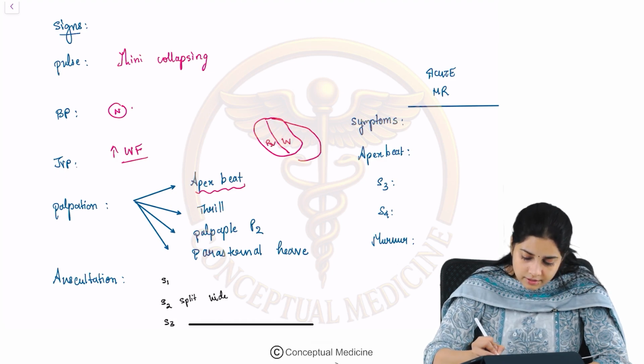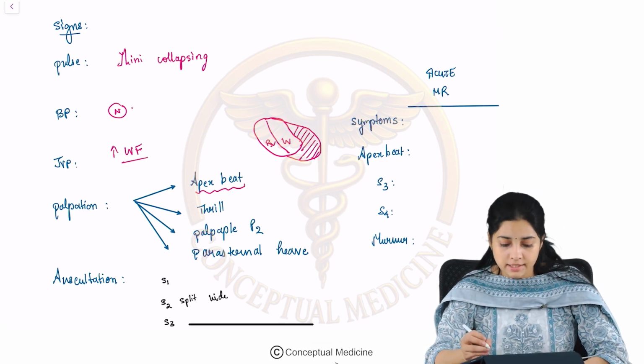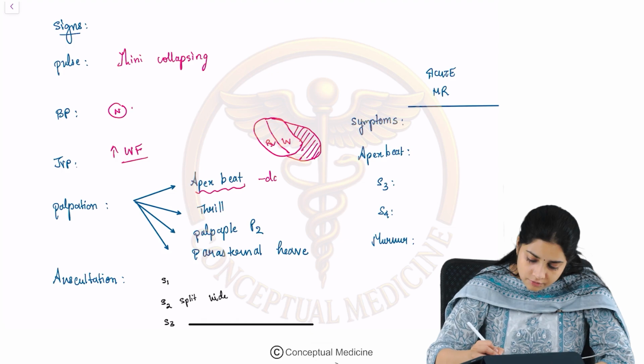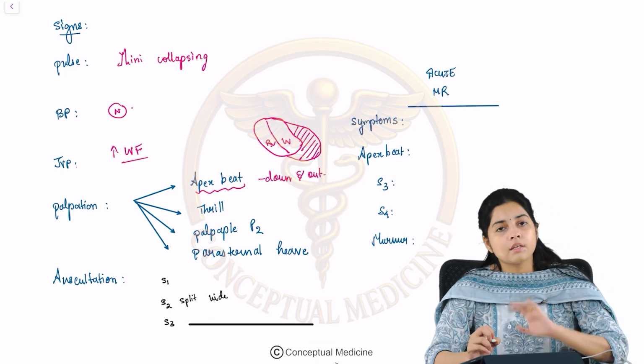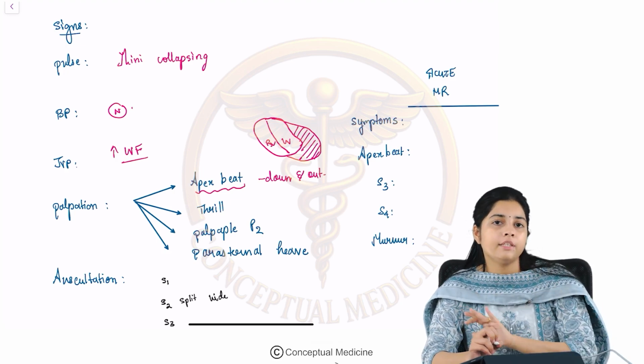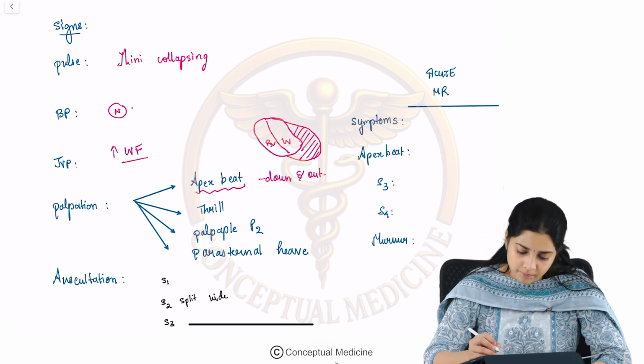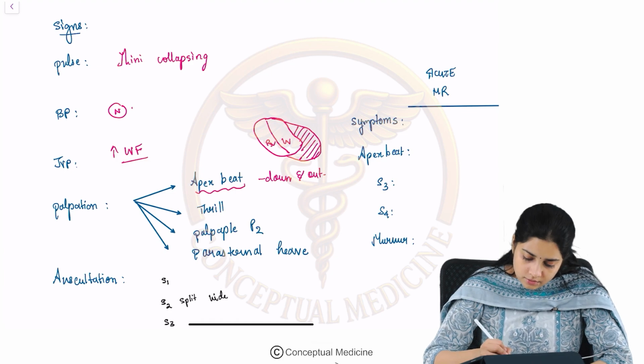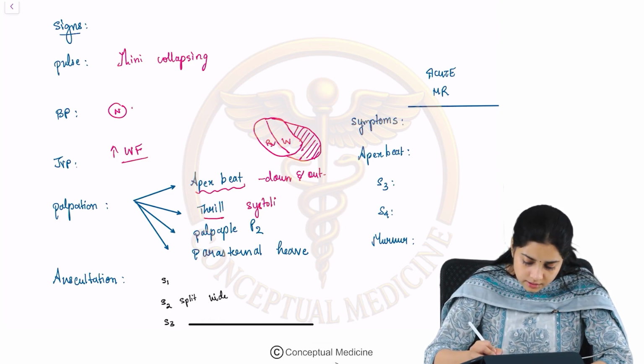Here, the left ventricle becomes quite enlarged, right? It becomes quite enlarged. So, the apex is shifted down and out. That means the apex beat becomes shifted down and out. Okay. So, will there be a thrill? Yes, there will be a systolic thrill.